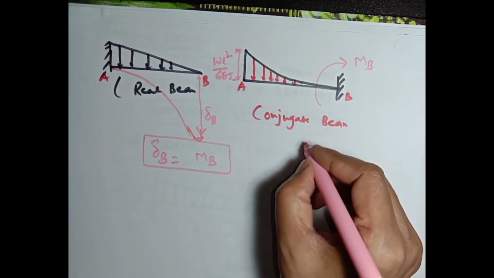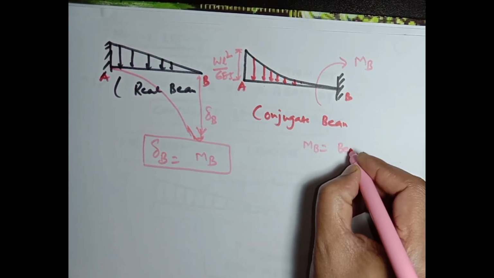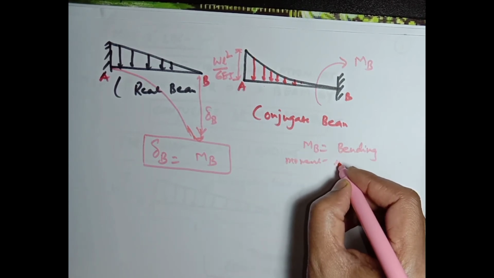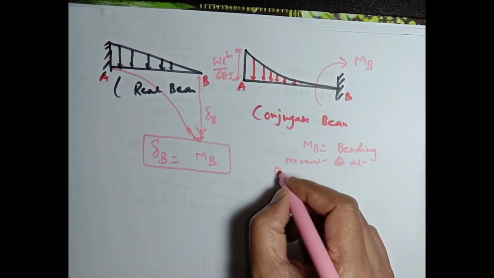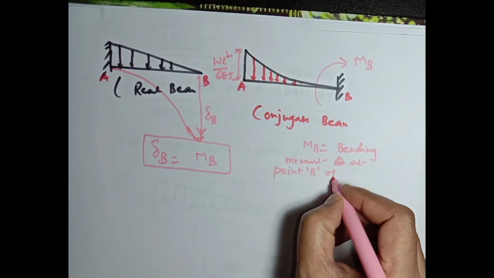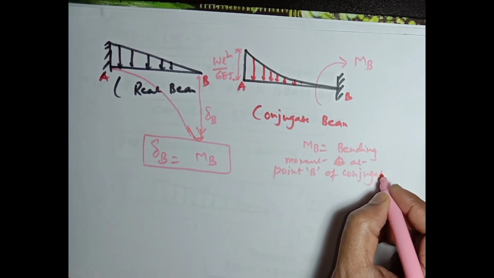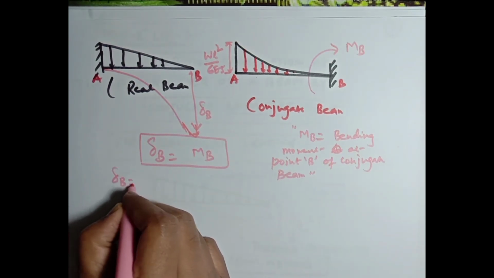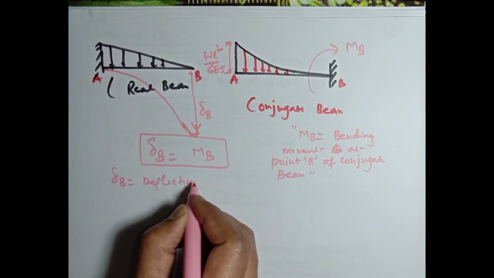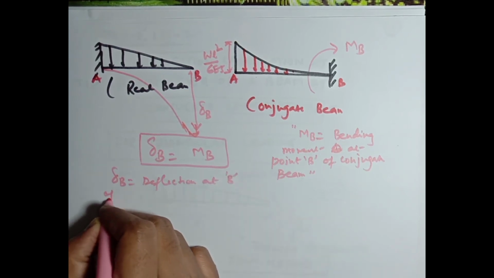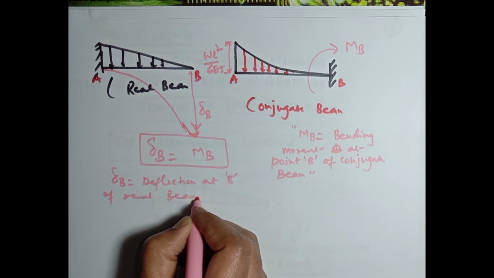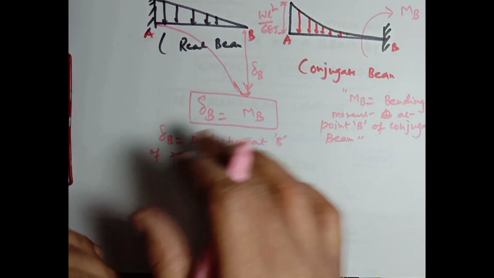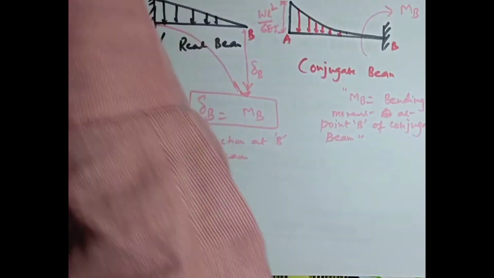Now we are going to find MB, the bending moment at point B of the conjugate beam, and delta B, the deflection at B of the real beam. Now we are going to find the bending moment at point B of this conjugate beam.